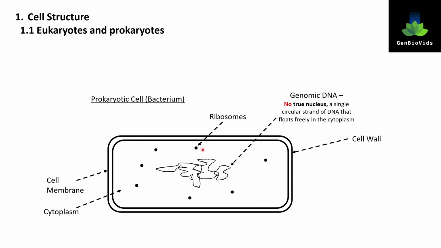There are also some differences. So the first, it doesn't have a true nucleus. So its genetic material just floats around in the cytoplasm. And also the DNA is circular. And in addition to the genomic DNA, bacteria can have additional DNA in the form of plasmids. So these are small circular rings of DNA.